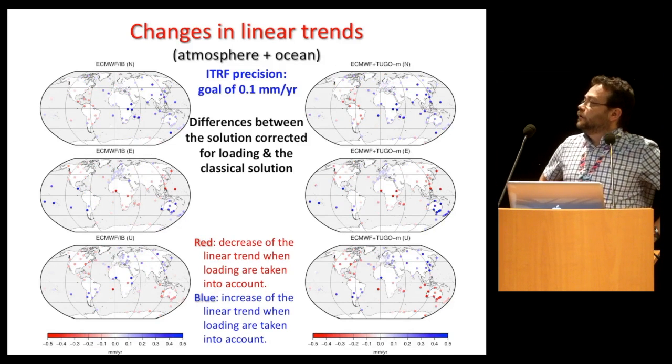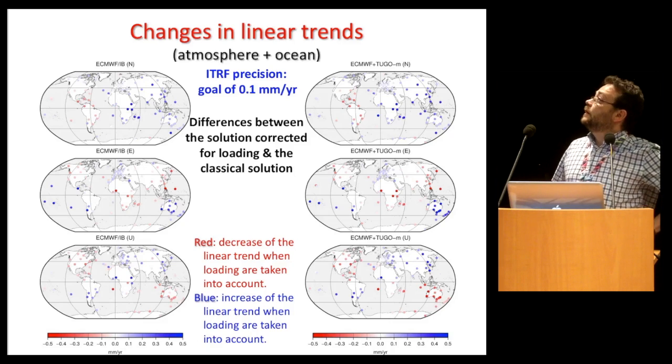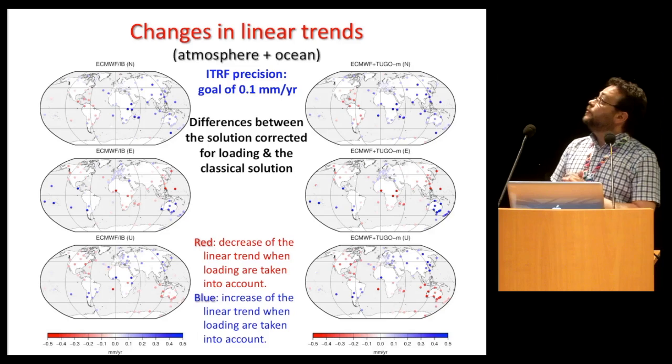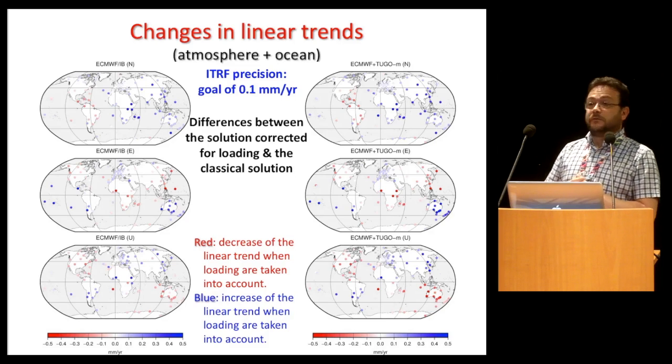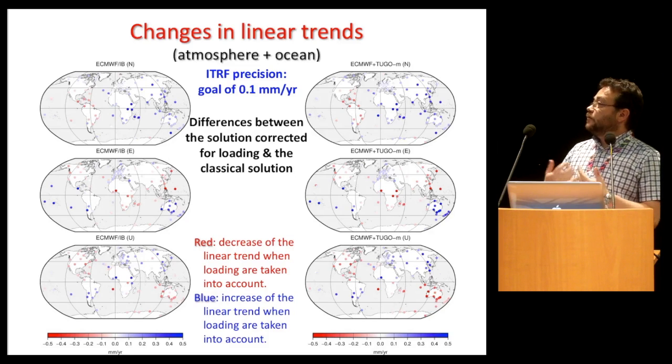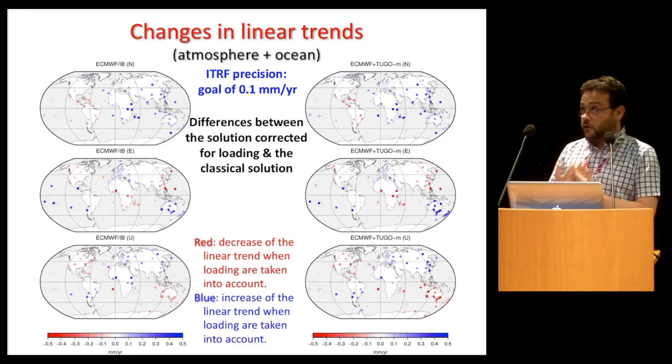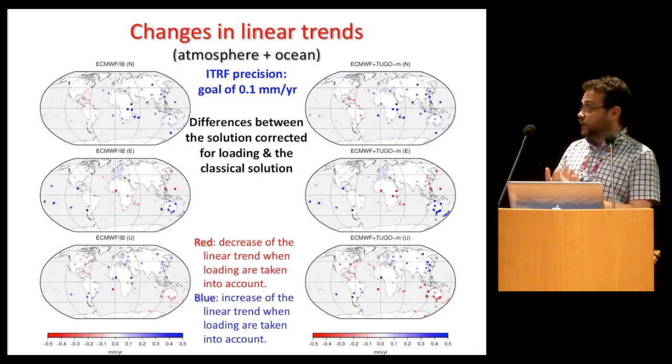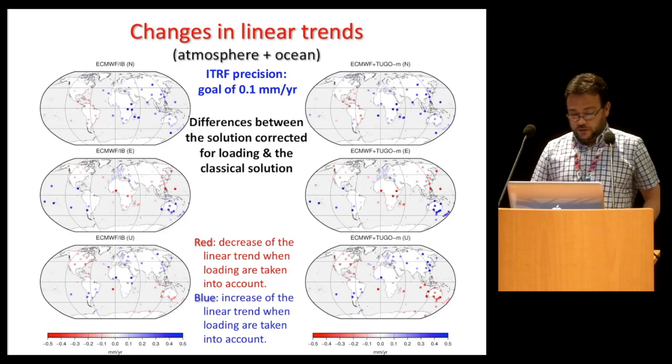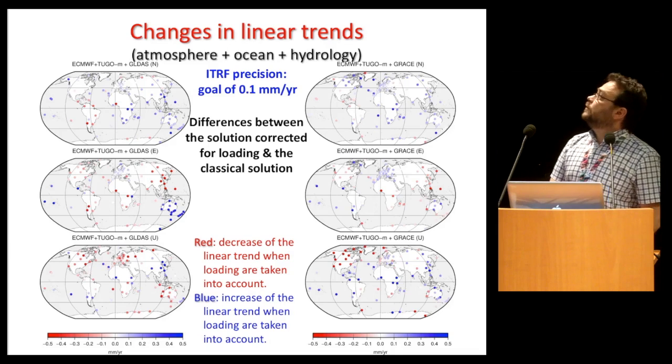And here are the differences in linear trends. As a reminder, I put the ITRF precision goal of 0.1 millimeter per year. So basically, if you see anything on the map, it means that I'm above 0.1 millimeters. So you see that there is a significant trend. Again, not always; here it's only atmosphere and ocean. There is a significant trend that comes from the loading. If I add the hydrology, it gets, of course, worse.